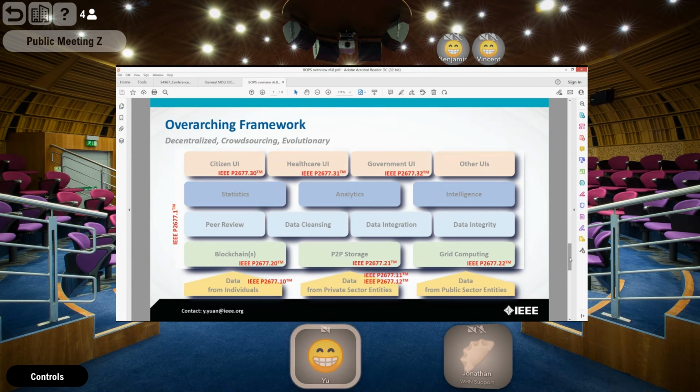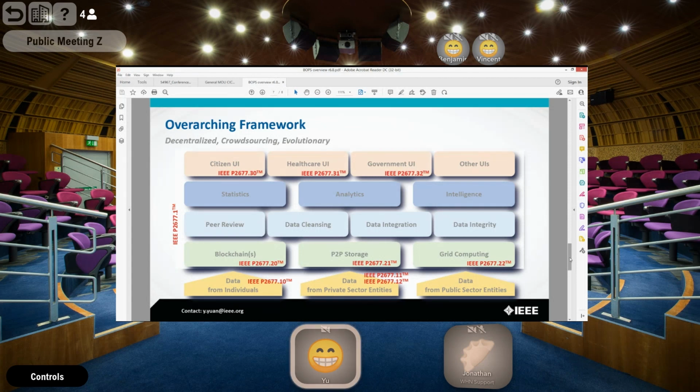And also, like I said before, in addition to blockchain, we also need a peer-to-peer storage so that we do not store high volume data on blockchain, because that would not be cost efficient. Instead, we will put high volume data on peer-to-peer storage and only store metadata such as hash keys on blockchain. So we also need a standard, which is now the P2677.21, specifies the requirements for the peer-to-peer storage that can be used in our system.